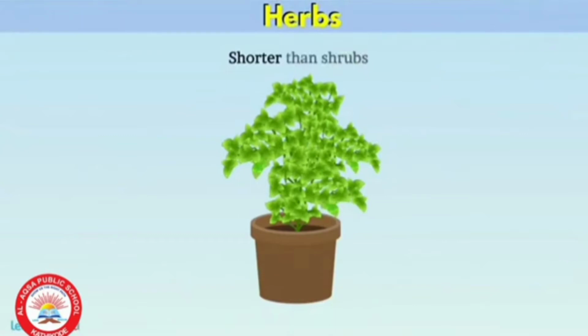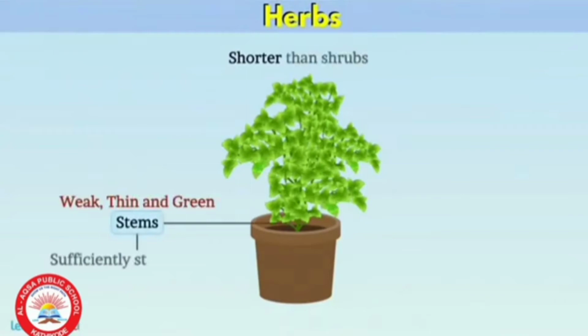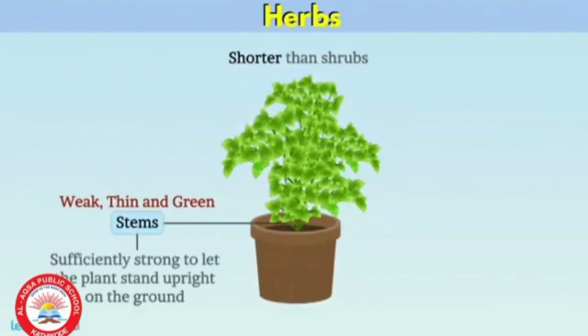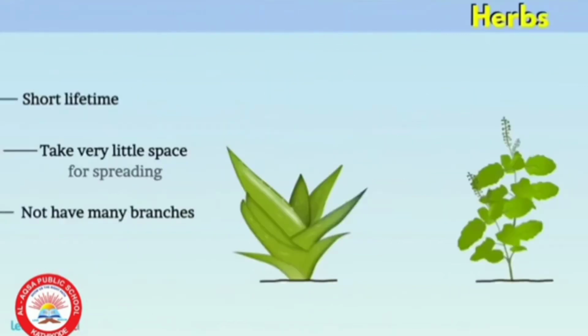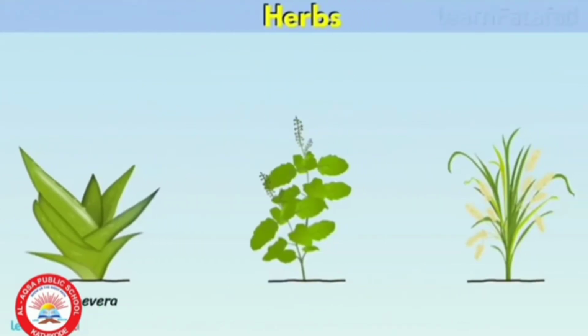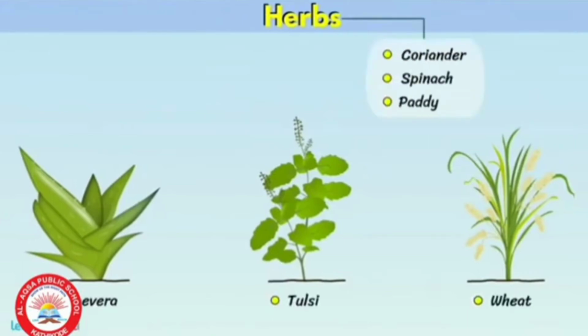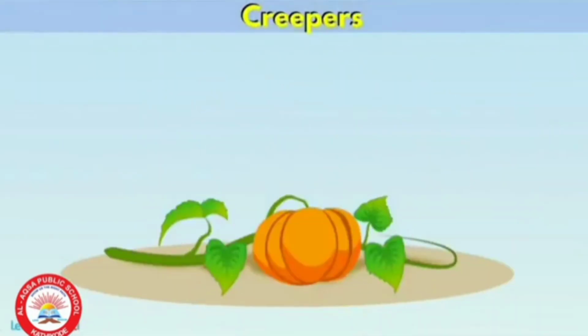Herbs. They are shorter than shrubs and they have weak, thin and green stems. These stems are sufficiently strong to let the plant stand upright on the ground. They do not have many branches, take very little space for spreading and have a shorter lifespan. Examples: aloe vera, tulasi, wheat, coriander, spinach and paddy.